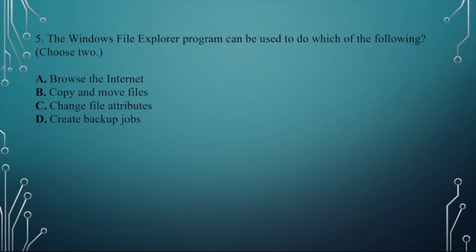Question number 5. The Windows File Explorer program can be used to do which of the following? Choose 2. A. Browse the internet. B. Copy and move files. C. Change file attributes. D. Create backup jobs.